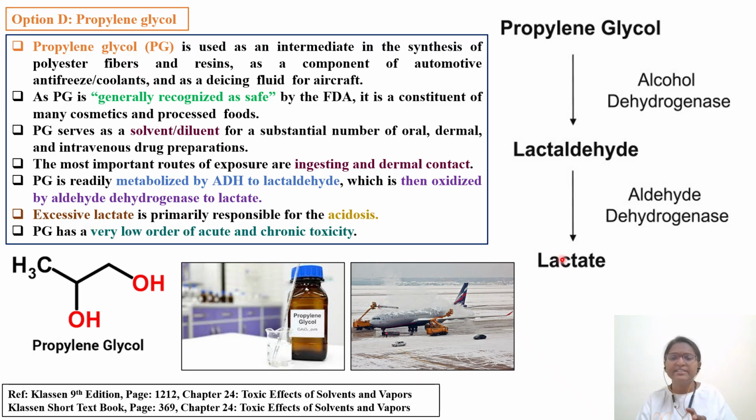Then we will see excessive lactate. What is it causing? It is causing acidosis, not too toxic, when compared to methanol, where oxalic acid will be formed. Okay, sorry, formic acid will be formed, which will cause blindness. So in that way, propylene glycol is not too toxic. Yes, lactate is formed, but what adverse effect is it causing? It is causing acidosis. Then propylene glycol has a very low order of acute and chronic toxicity when compared to other glycols. This is less toxic.